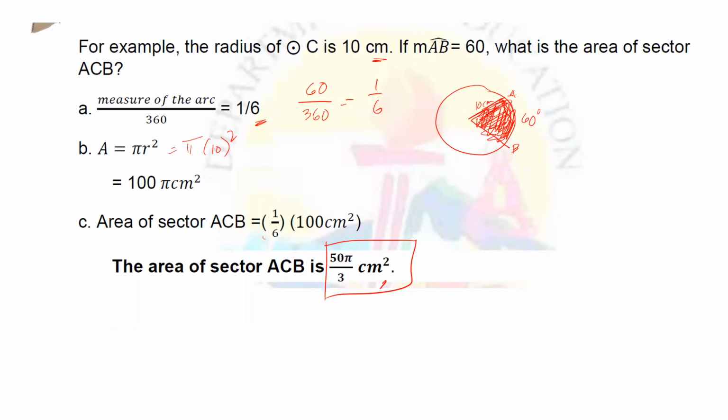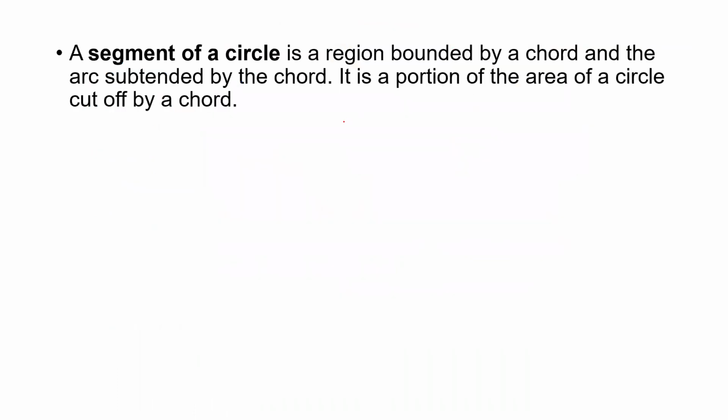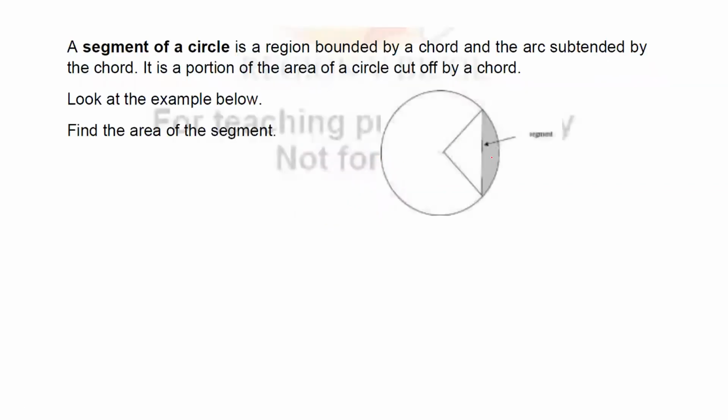Segment of a circle is a region bounded by a chord and the arc. Segment of the circle, this part here. This is the segment of the circle. Now, how do we get the area of the segment of the circle?